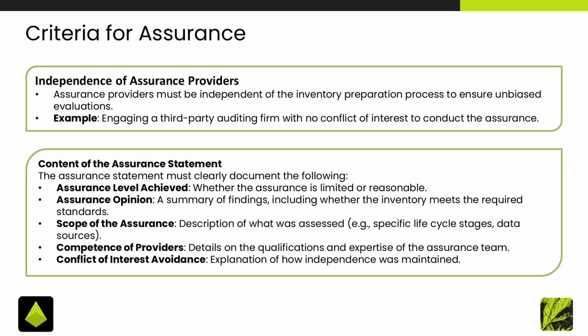Let's examine the criteria for assurance in greenhouse gas inventory reporting. Firstly, independence is key. Assurance providers must be separate from the inventory process to ensure unbiased evaluations. This involves hiring an independent firm without conflicts of interest. Next, the assurance statement must be clear. It should specify the level of assurance, limited or reasonable, and offer an opinion on whether the inventory meets requirements.